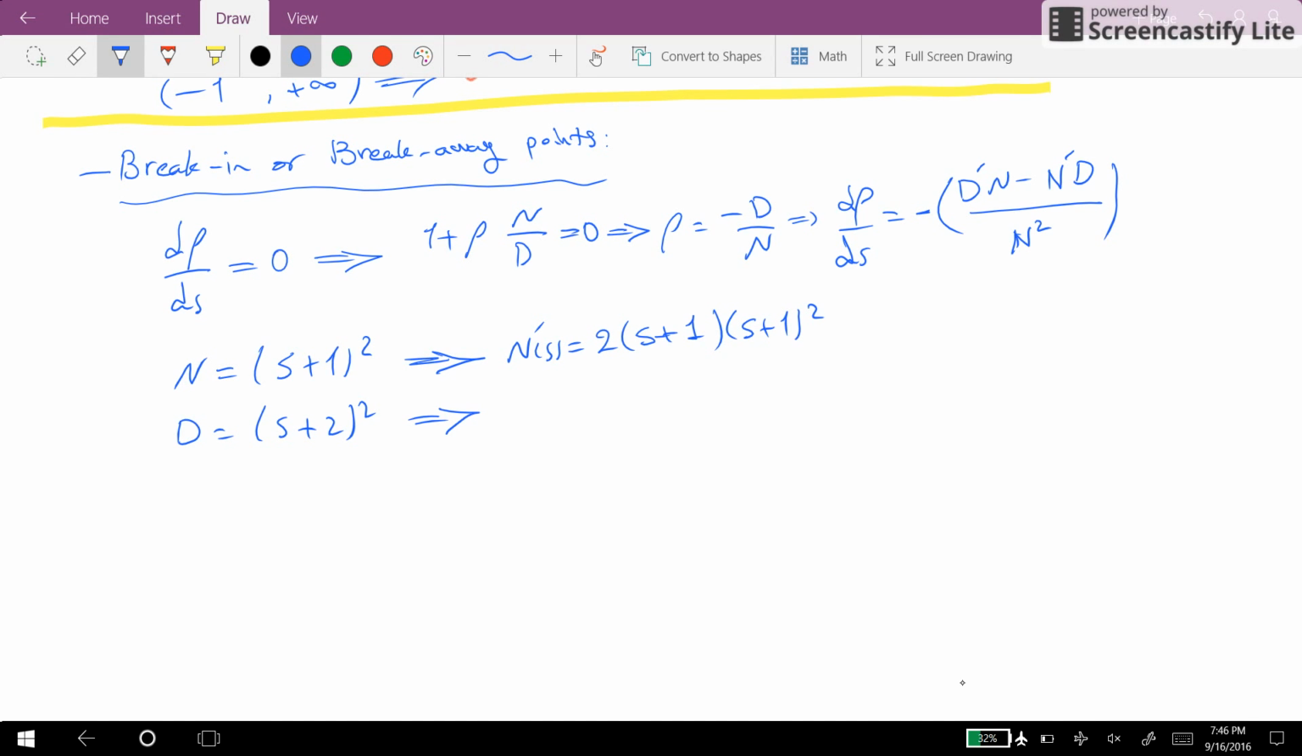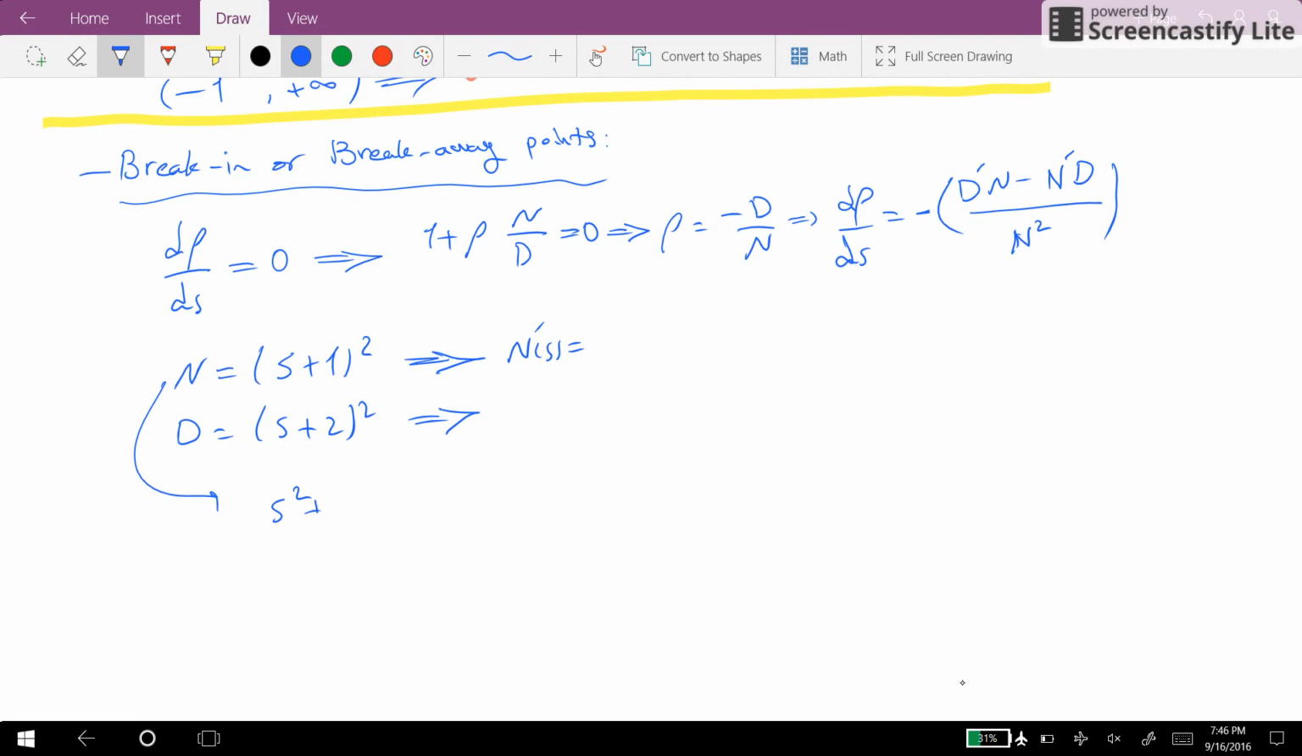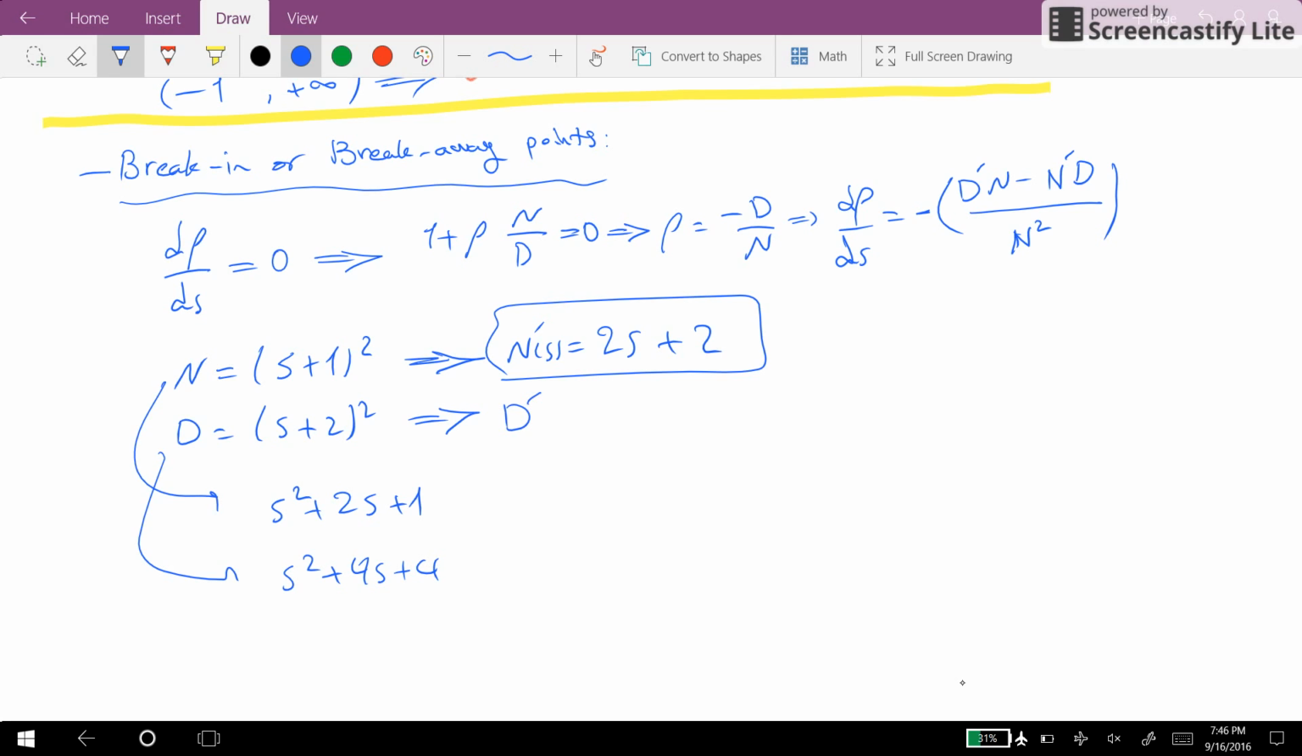so is this correct? Let's do it maybe not to make some silly mistake. I can write n as s squared plus 2s plus 1, so n prime would be 2s plus 2. D is equal to s squared plus 4s plus 4. As a result, d prime is equal to 2s plus 4.